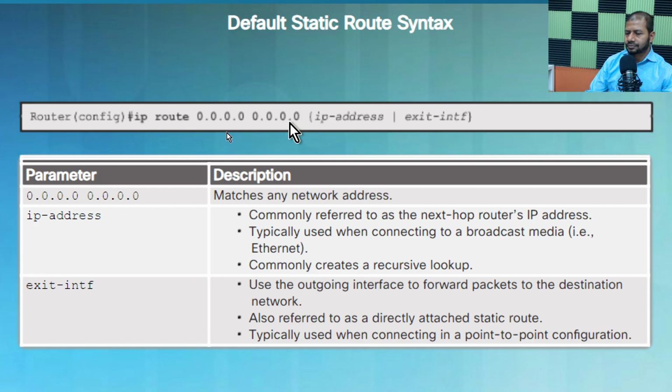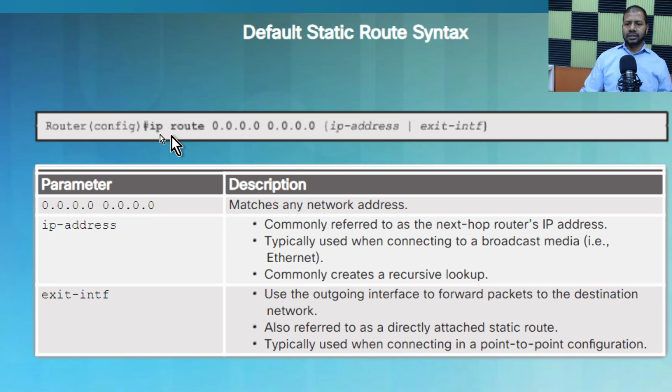When I have 0.0.0.0 as the destination network address and 0.0.0.0 as the mask, that qualifies all networks, every single network in the world. For all those networks, you send the data to the IP address of the next hop router, or I can say go out via this exit interface, which could be serial 0/0/0 or whatever the interface is. Okay, simple.